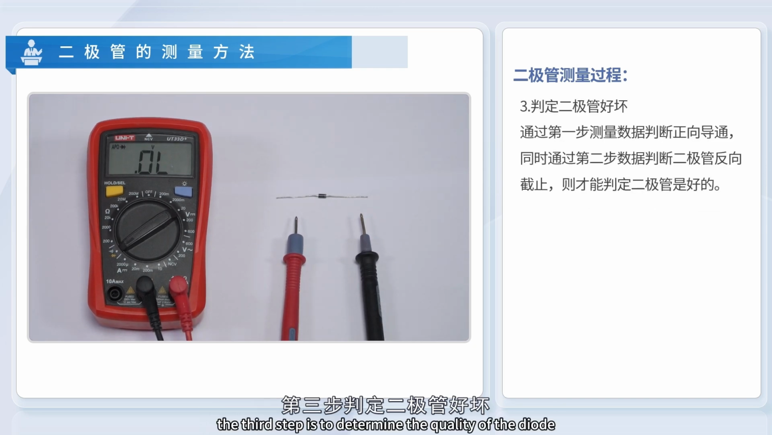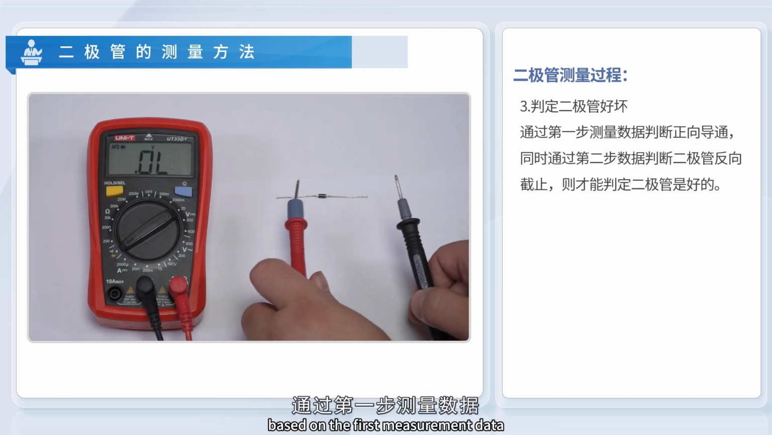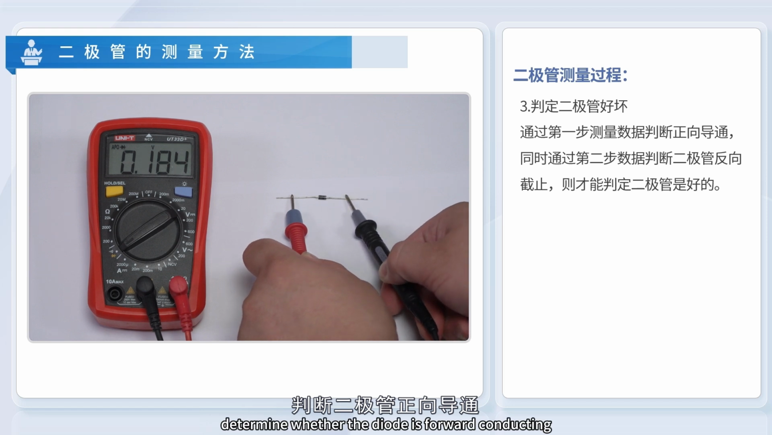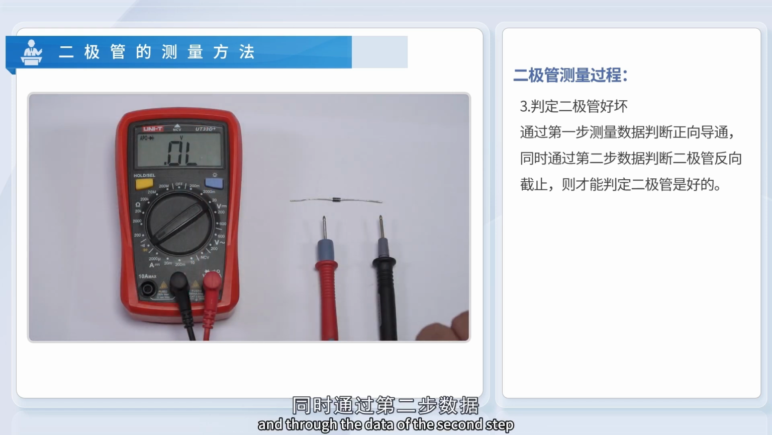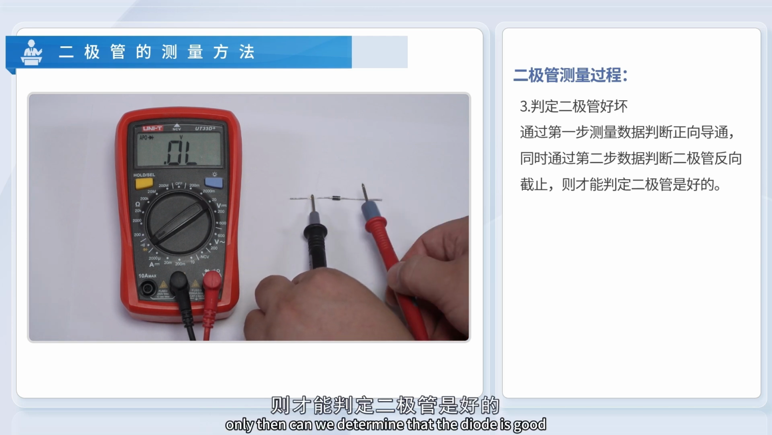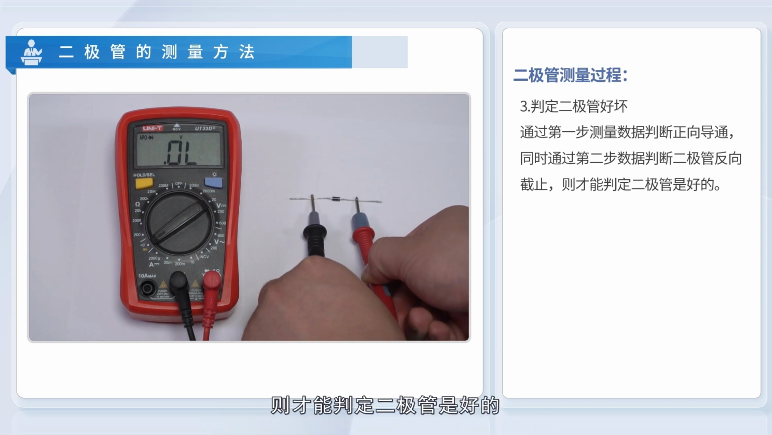The third step is to determine the quality of the diode. Based on the first measurement data, determine whether the diode is forward conducting, and through the data of the second step, determine the reverse cutoff of the diode. Only then can we determine that the diode is good.